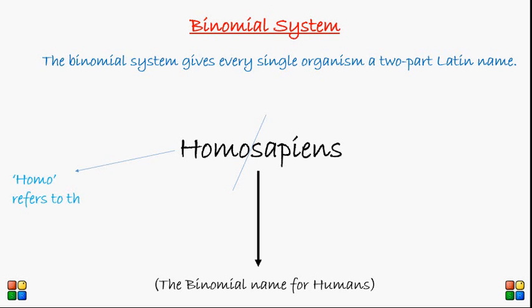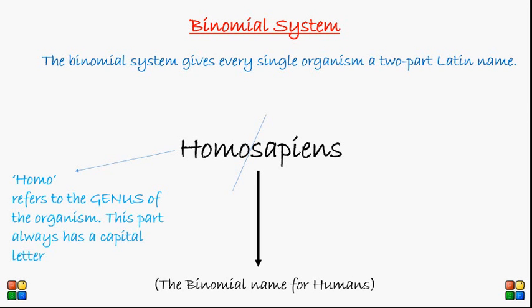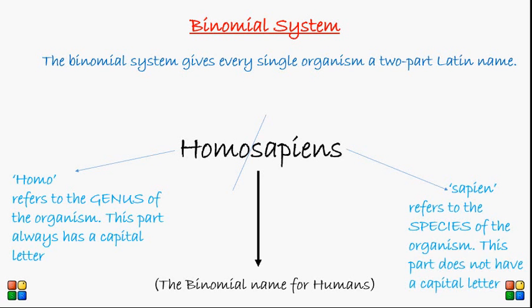Starting with Homo. Homo refers to the genus of the organism. This part always has a capital letter. And sapiens next. Sapiens refers to the species of the organism. This part does not have a capital letter. In the exam, you may be given a binomial name and have to identify the genus or the species.